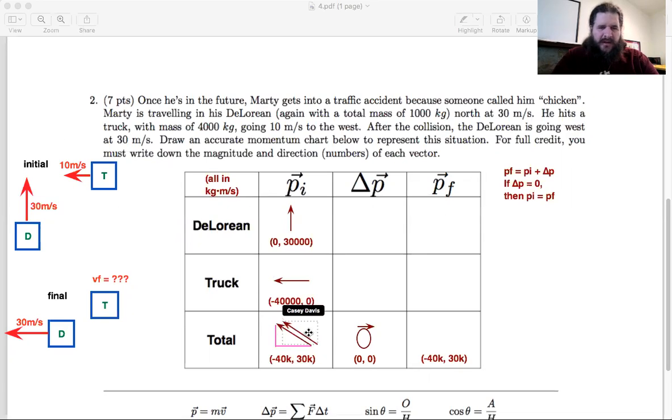So I'm just going to copy that directly over to here, which means that the final momentums of the car and the truck have to add up to negative 40,000, 30,000. But note that that alone does not tell us how it splits up. It could be any combination of vectors that add up to this value. So you're going to need to know at least one more piece of information. In this case, what is our one more piece of information about the final situation? What do we know about the final motion of the objects?